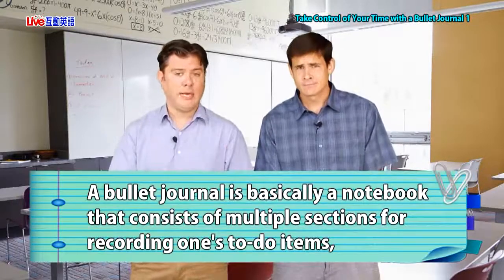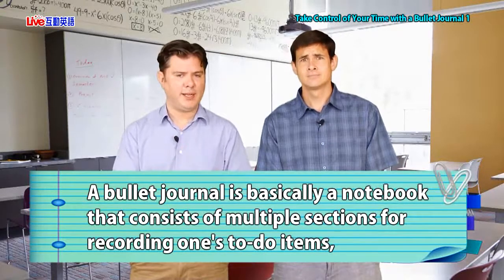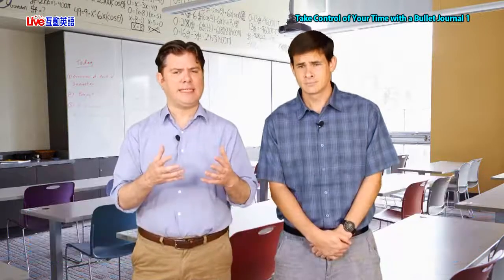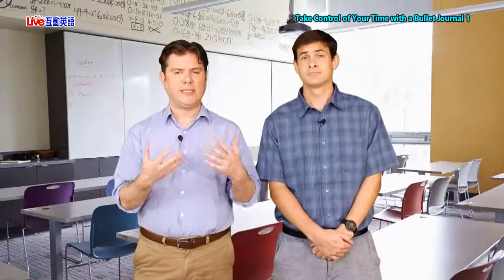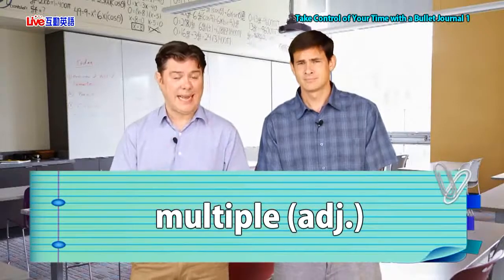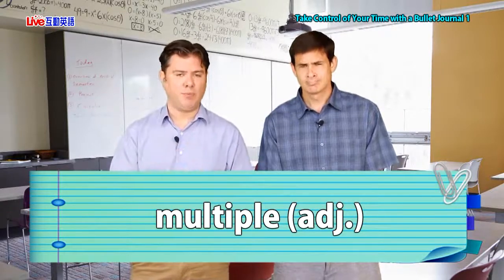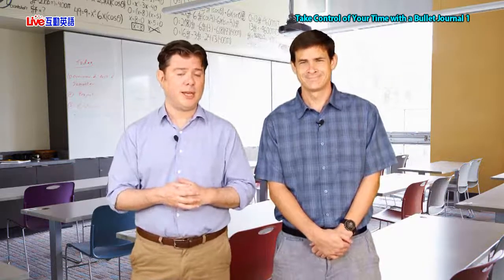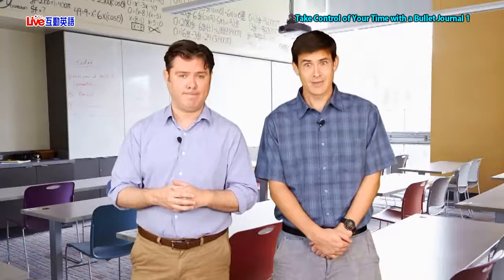All right, let's look at exactly what bullet journaling is. Well, a bullet journal is basically a notebook that consists of multiple sections for recording one's to-do items, experiences, long-term projects, and any other notes. You can see by separating this into multiple sections, we're able to organize different parts of our life more simply and more efficiently. Multiple here is an adjective that just means many, more than one. So there's more than one section. We could say this notebook consists of many sections or multiple sections, more than one. For example, your project got a low grade because of the multiple mistakes you made. Many mistakes in that project. Yeah, you made a lot of mistakes.